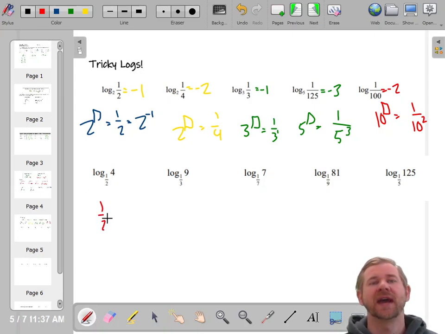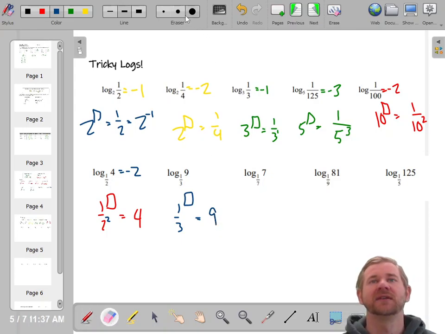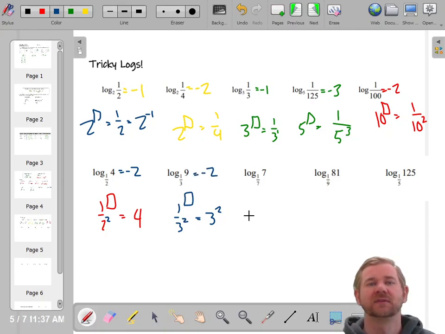Fractions. Okay, so 1/2 to what power is 4? Now this is 2 squared in the bottom, so I want to flip it, so we'll say this is negative 2. 1/3 to what power is 9? Well, 9 is 3 squared. I want it to be on the other side, so we'll say it's negative 2.